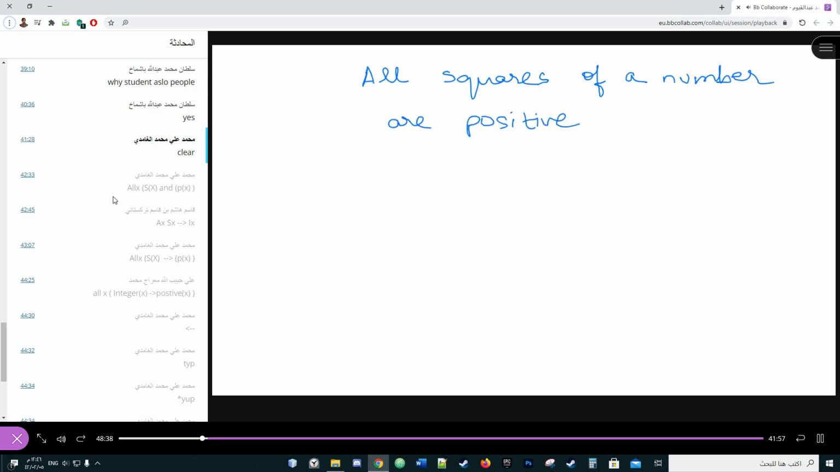So how do I translate this? All squares of an integer are positive. I need to translate this into logic. All squares of a number are positive. Okay, so I need "for all." So I can just say this: x square greater than 0.